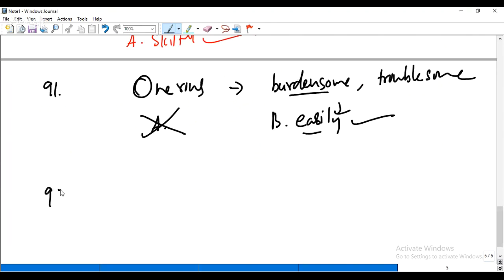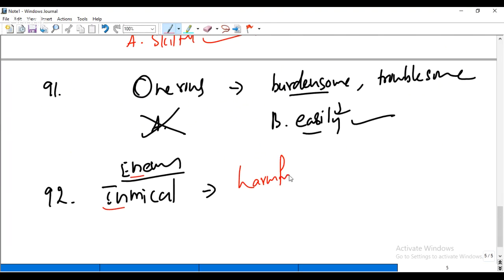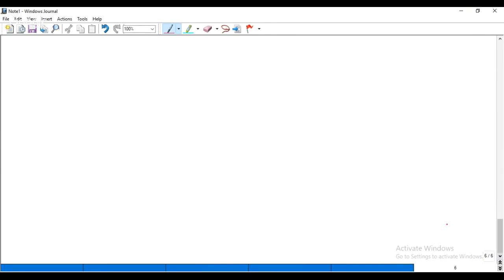Now question number 92. Inimical. So what does it mean? Inimical is just like enemy, right? So just a hint word for this: inimical, its pronunciation is like enemy. So the meaning of this is harmful, detrimental. So option A is friendly. Yes, a friend does good. So friendly is the antonym. 92 is A.